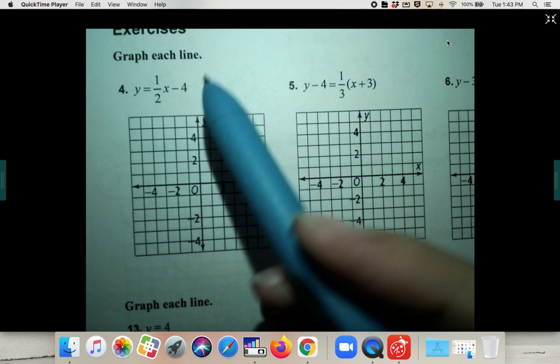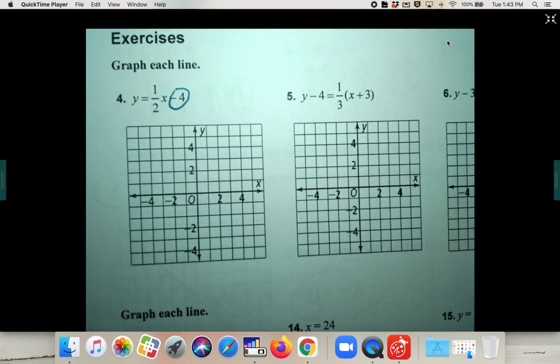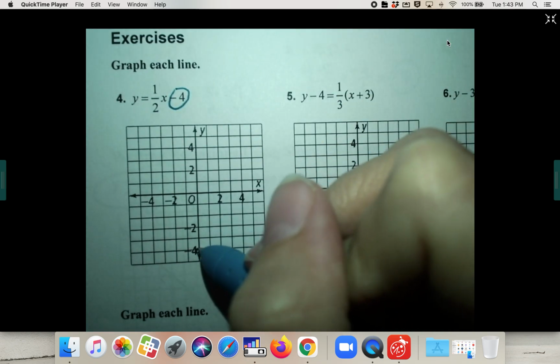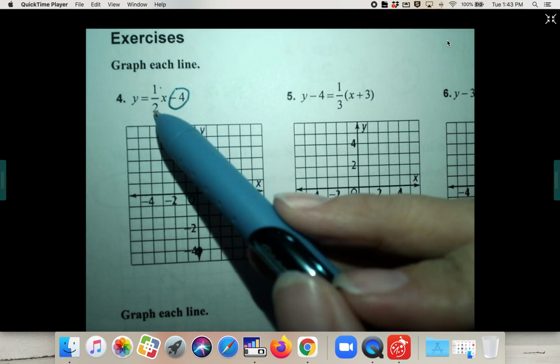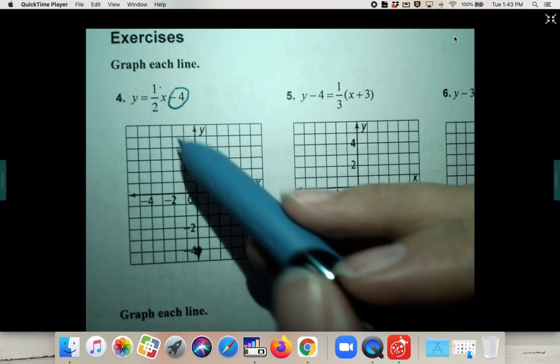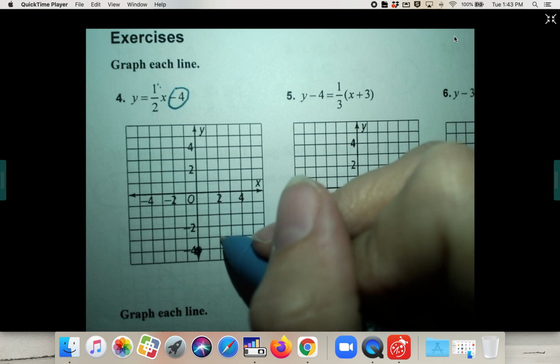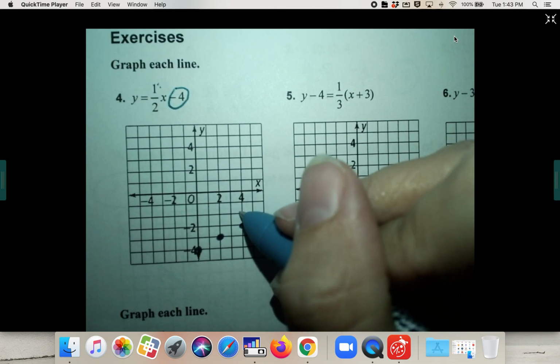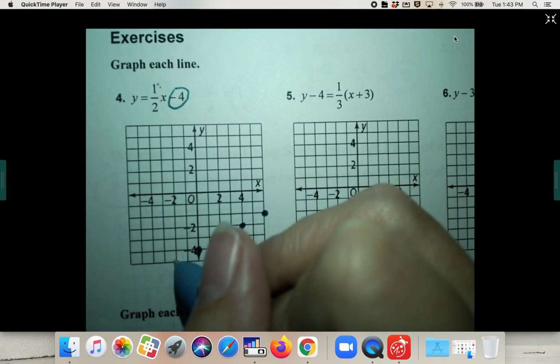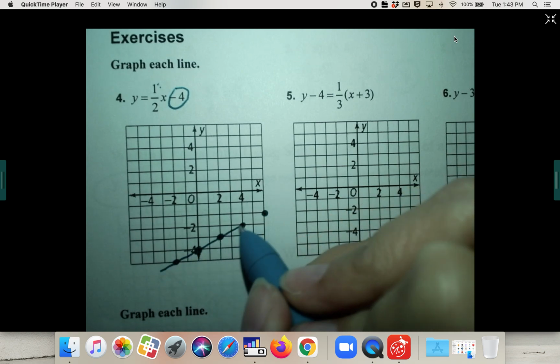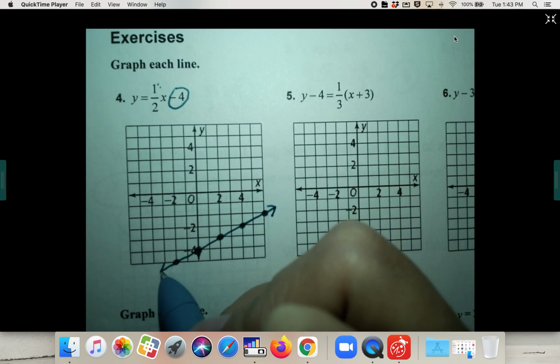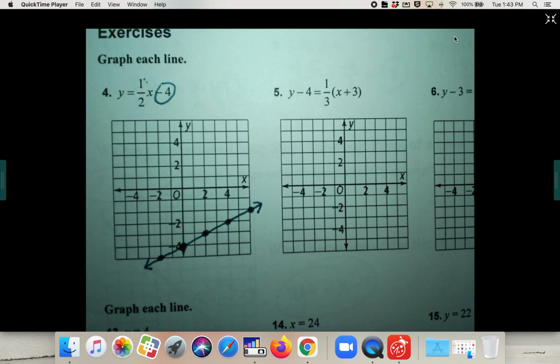All right, and then we're getting down to it. Graph each line. Quick reminder, this is your y-intercept, negative 4, so please put a dot there first. And then 1/2 means you're going to go up 1 over 2 because that's my rise over run. Please do as many dots as you can all the way across the graph. That's going to make for a straighter line. And please, please put arrows on the ends of both of your lines.